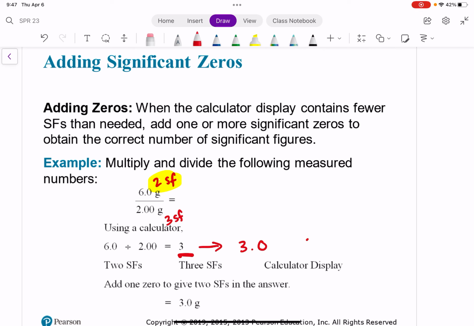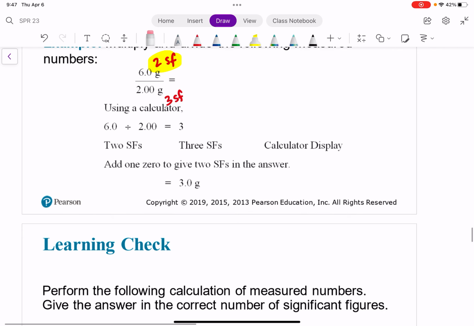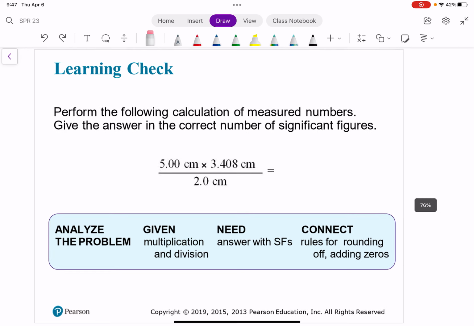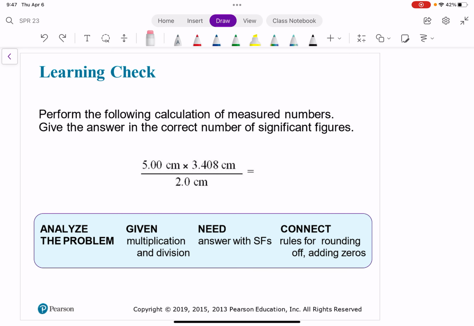You wouldn't put just 30, right? You're going to have to add that decimal point in there because that's now a different number. 30 is very different than 3, okay? So we have to add in that decimal point. And that's okay because when you count these digits, you're still going to have 2 sig figs. So you're not making anything up there. Okay. Let's do a learning check for multiplying and dividing. So pause the video, try it out, and then you can go ahead and watch it.